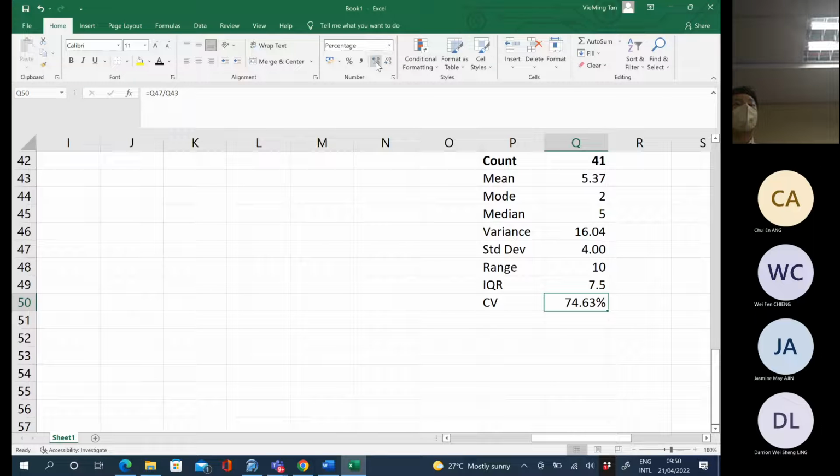So that means the data distribution of this data is highly dispersed. Okay, highly dispersed.